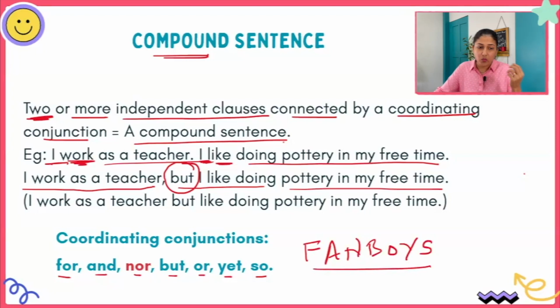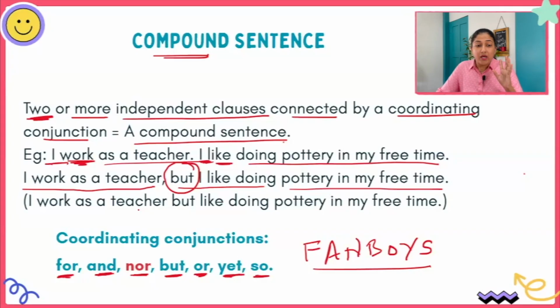The usage? Well, we use for to talk about reason. We use and to talk about anything in addition. Nor is used to say something as not also. But is used to show contrast. We use or to talk about an alternative option. Then yet is also used for showing contrast, right? And so is used to talk about a result.